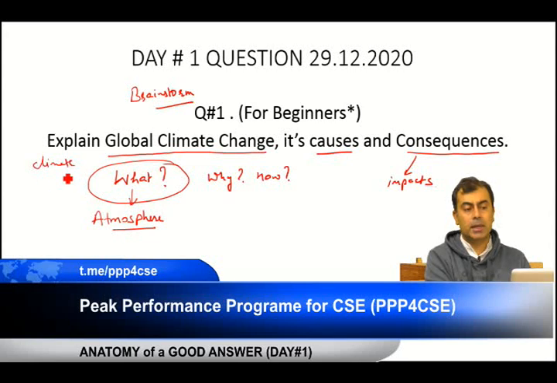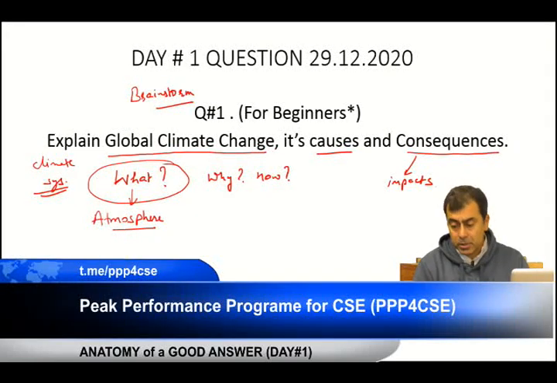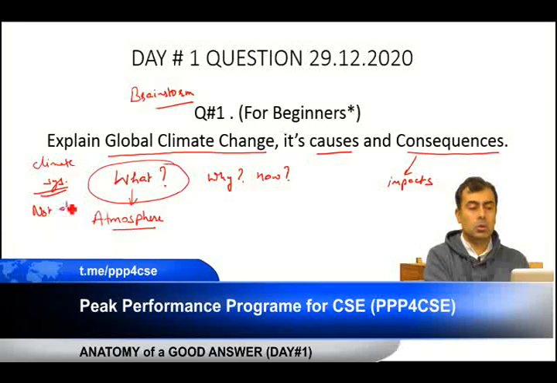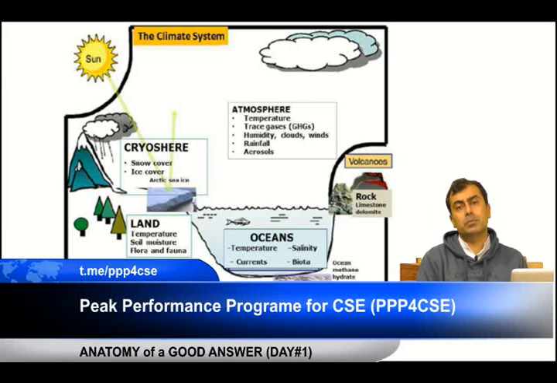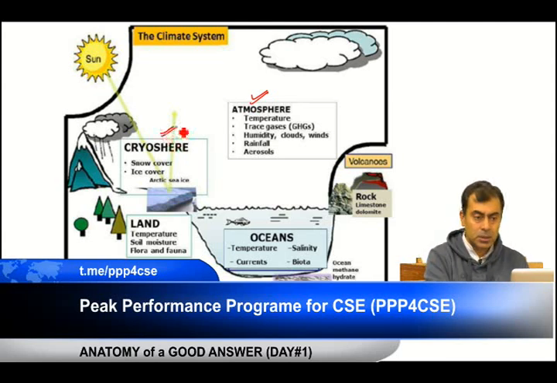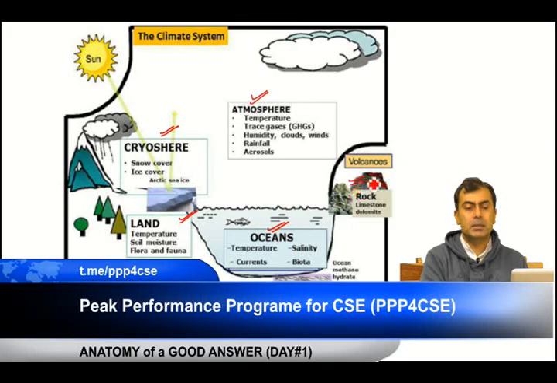What is a climate system? You will be surprised that climate system is not atmosphere alone. Not atmosphere alone. Then what is it? Okay, let me show you. This is climate system. Climate system is atmosphere. Climate system is cryosphere. Climate system is lithosphere. Climate system is hydrosphere. Climate system has even life, biosphere. So it is about all the spheres.